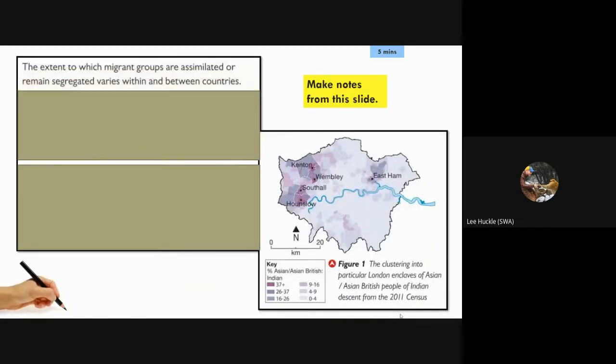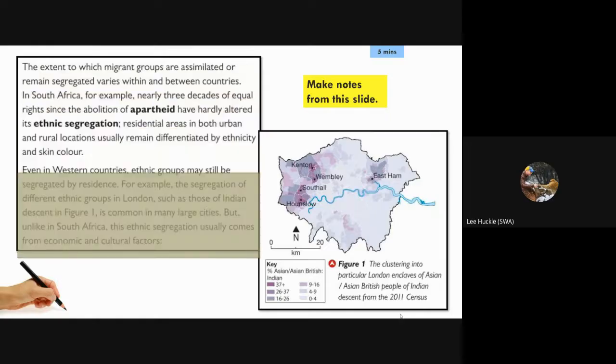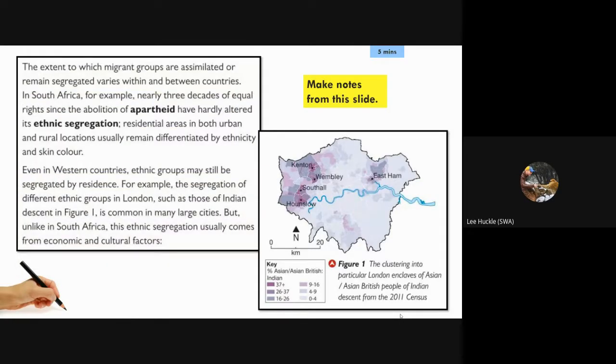We then delved into London. I'm just going to put all this on the screen for you so you can then pause it. Looked at London on the right-hand side, which shows the clustering of particular London enclaves of Asian and Asian British people of Indian descent from the 2011 census. And you can see there was clearly social clustering and enclaves, diaspora communities, if you like, in particular in the western parts of London. And then the text there was talking a bit about apartheid again, and so on.